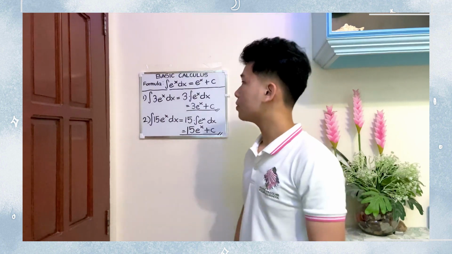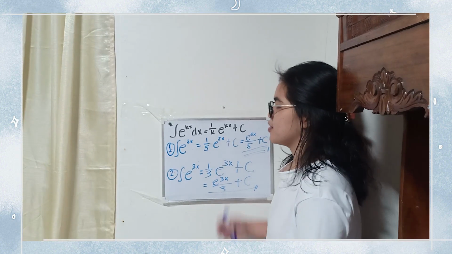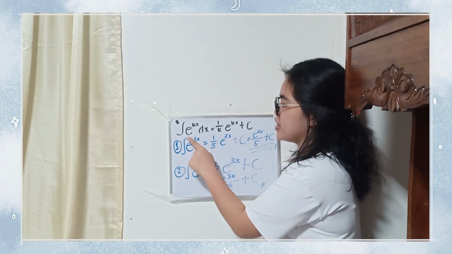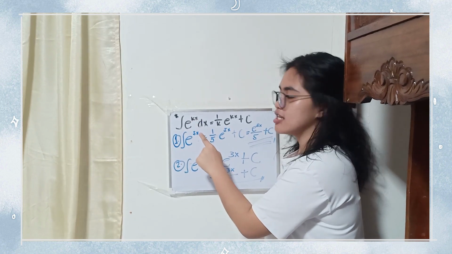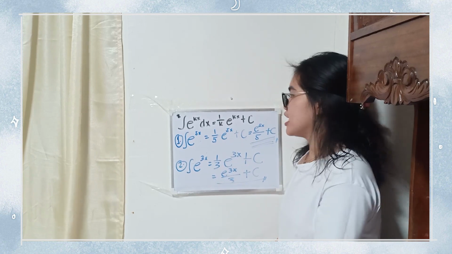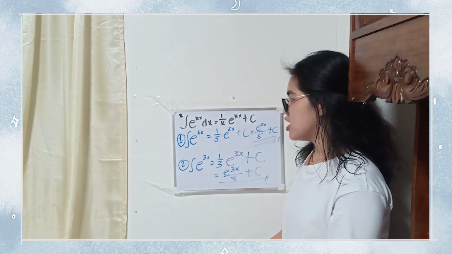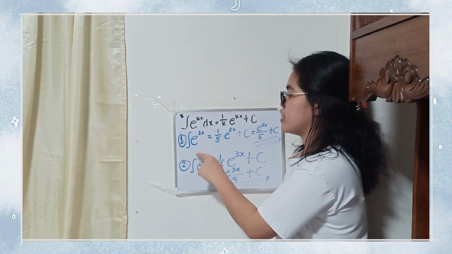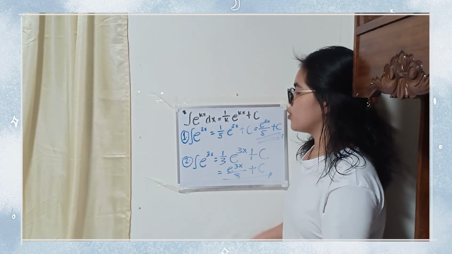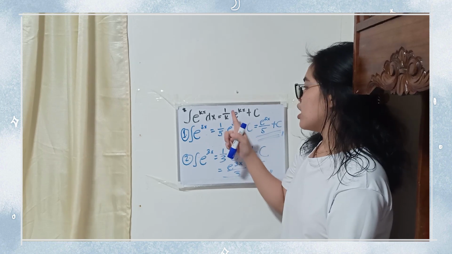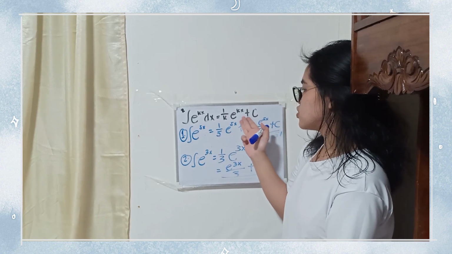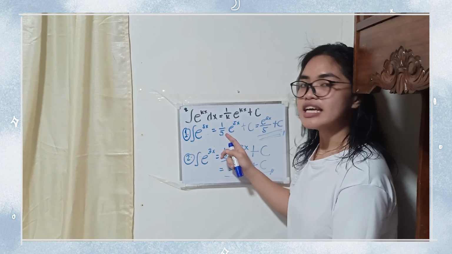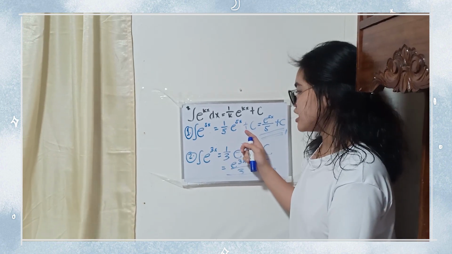And that's all. So one of the basic rules of integration is the integral of e raised to kx dx is equal to 1 over k e raised to kx plus c. So here we're going to have an example. Number 1 is the integral of e raised to 5x. As we can see in the formula, we need to follow this one. So it will become 1 over 5 e raised to 5x plus c.